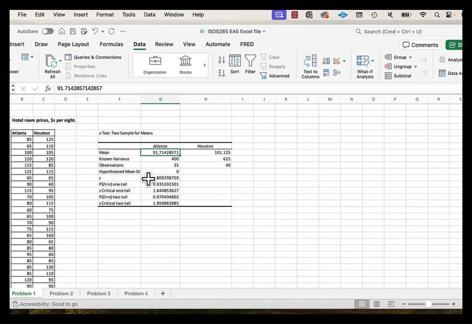We come down here, make sure that your hypothesized mean difference is 0. Here is your test statistic. It is a z. It's minus 1.8. And then it calculates p-values and also critical values. We're just going to be focusing on the p-values here: the p-value for a one-tailed test and the p-value for a two-tailed test.